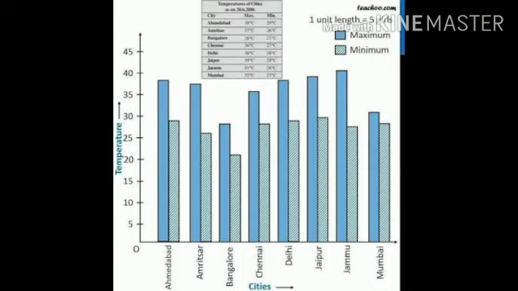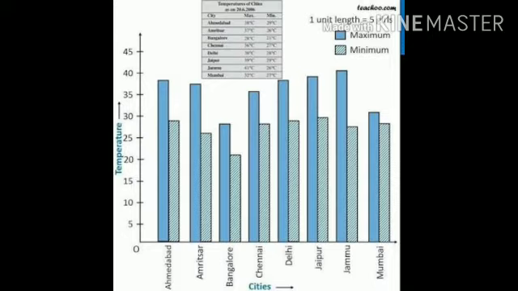So on the vertical side, that is on the y-axis, we are going to write down the table of 5. Why? Because in the scale we have written 1 unit equals 5 degrees Celsius. So we are going to write the table of 5. And the joint bar graphs have shown both the minimum and the maximum temperature of Ahmedabad, Amritsar, Bangalore, Chennai, Delhi, Jaipur, Jammu and Mumbai.